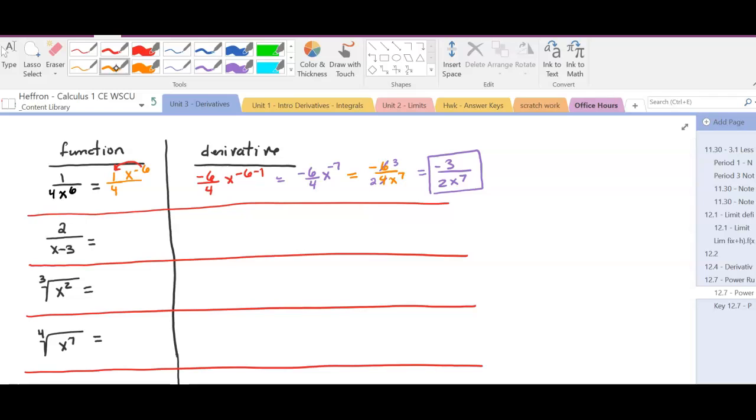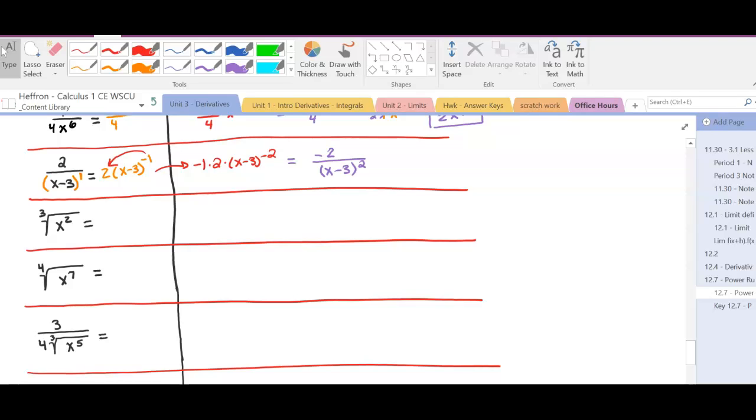Looking at another one, there is an unwritten power of 1 that's keeping that x minus 3 in the denominator, so I'm going to rewrite it as 2 times x minus 3 to the power of negative 1. Now I'll find my derivative. Power rule, negative 1 times 2 times x minus 3 to the power of negative 2, same as negative 2 over x minus 3 to the power of positive 2 in the denominator.